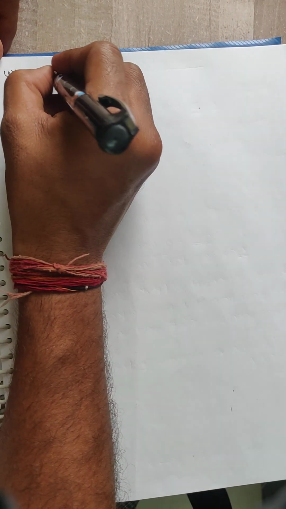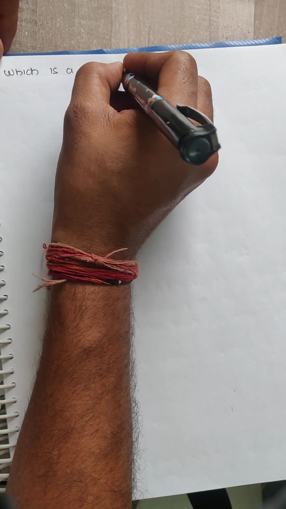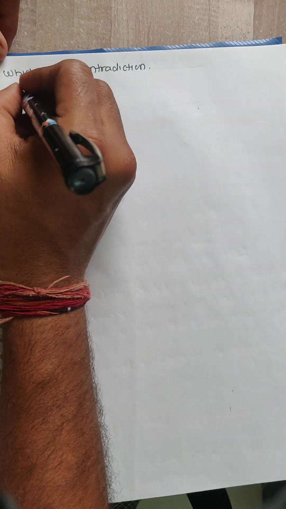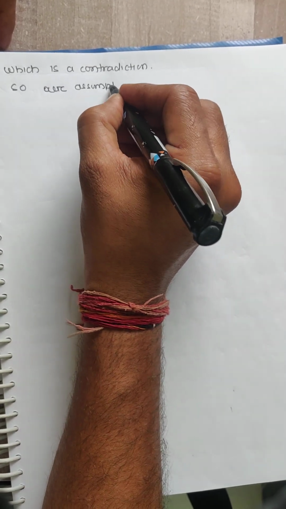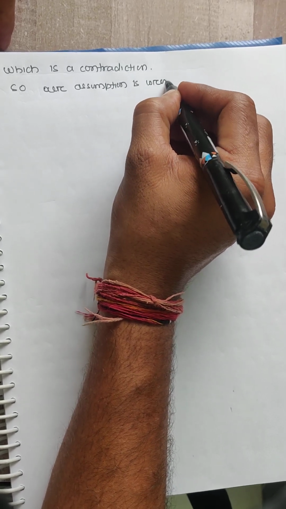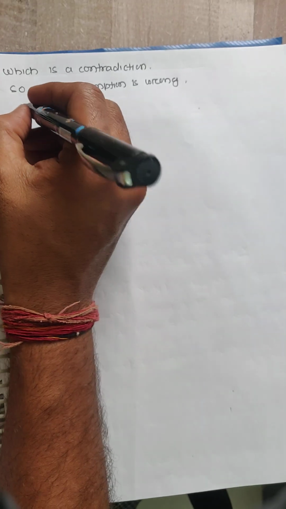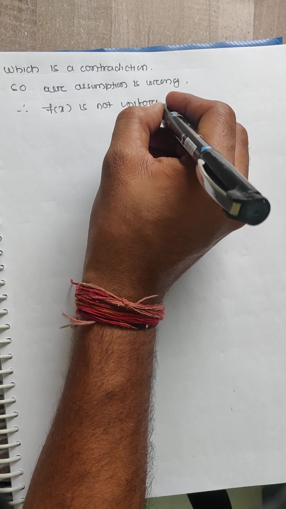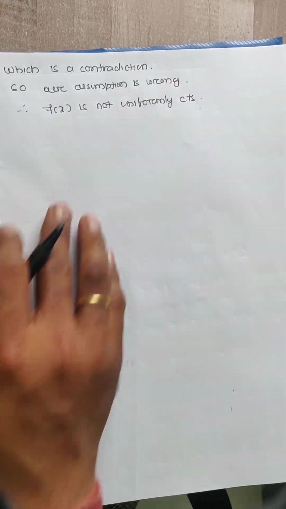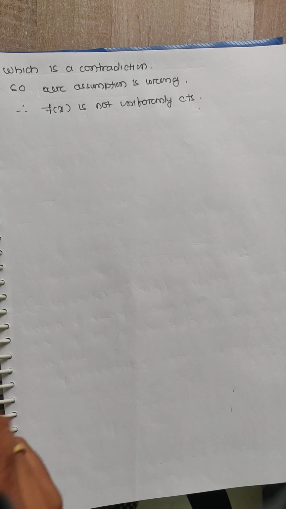Hence, which is a contradiction. So our assumption is wrong. Hence f(x) is not uniformly continuous.